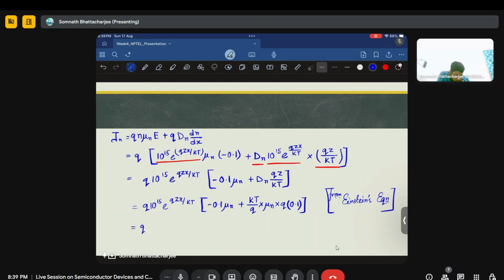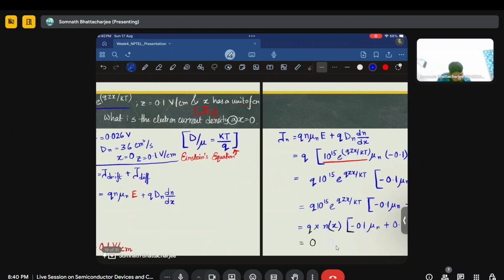Now we can write it down like q multiplied by 10 to the power 50, or we can write it like n of x, right? Minus 0.1 mu n, and there were some values kT by q, qz by kT, right? So kT is getting cancelled, q is getting cancelled, plus 0.1 into mu n. So this is directly 0. So we don't even have to put the value of x as 0. So we can get the value directly as 0, because both the terms are cancelling out.